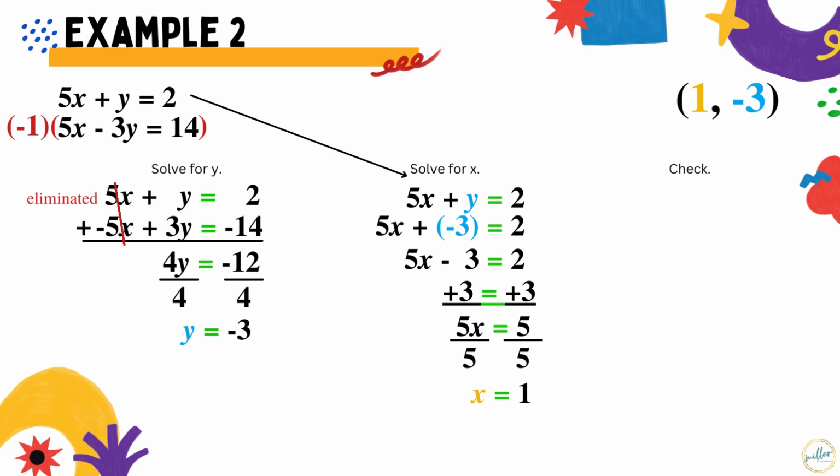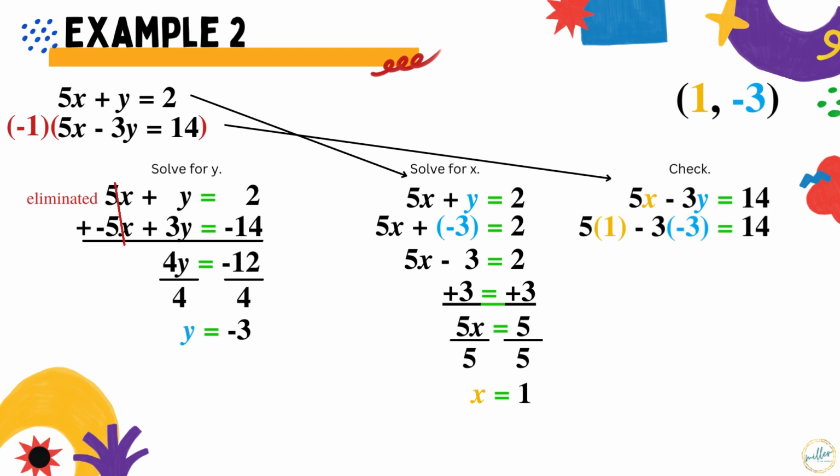Now we need to check and see if we plug those into the second equation, if it is a true statement. Remember, when we check, we need to use the other equation that we didn't use the first time. So I'm going to use the original second equation. 5x minus 3y equals 14. Notice I used the one before I changed all the signs by multiplying it by -1. It's okay if you use the one that you multiplied by -1, but I like to go back and use the actual original equation.